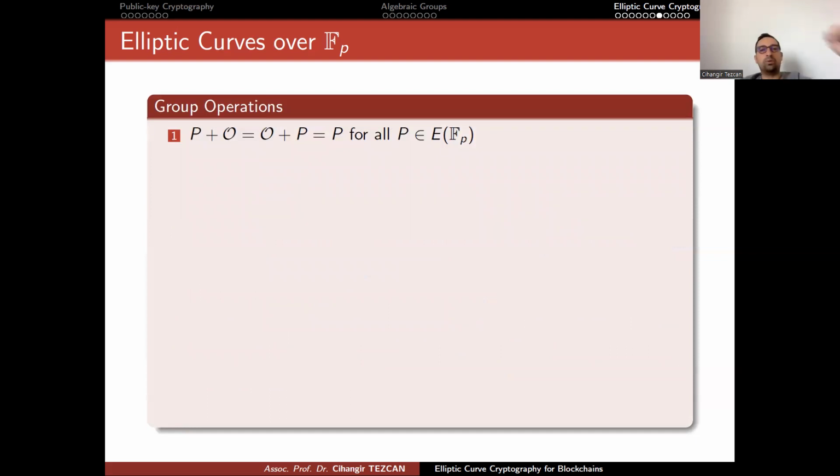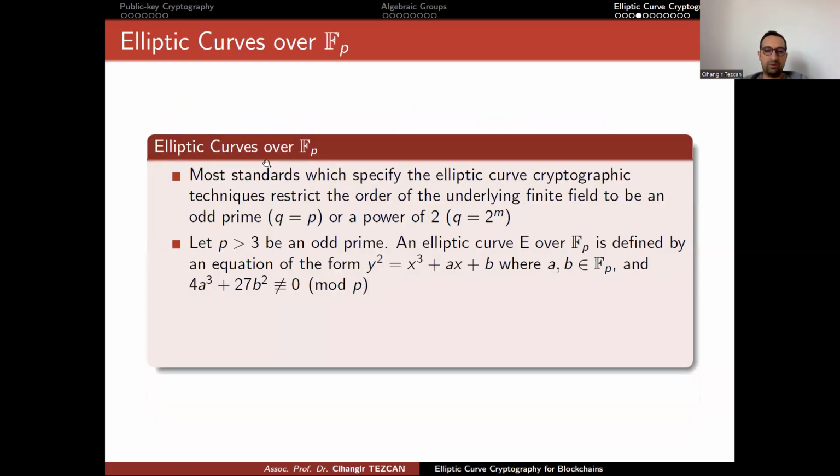Let me show you the group operations again, because initially I explained it in a geometric way. Now let me explain it more mathematically. The identity element gives you the same point. So there is a point at infinity. We can also see it from the picture.